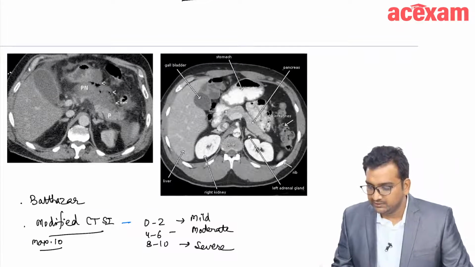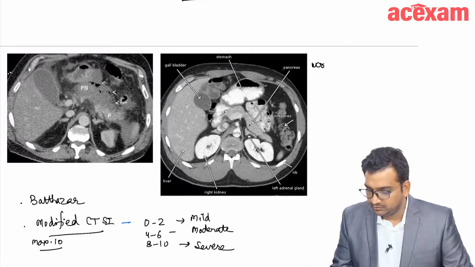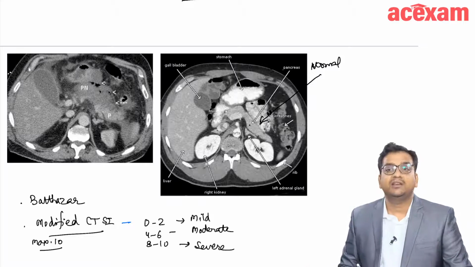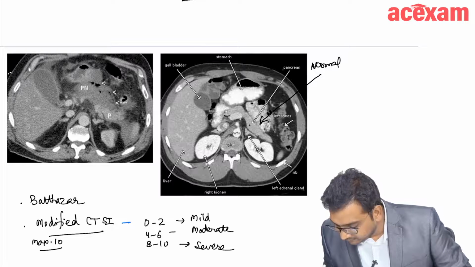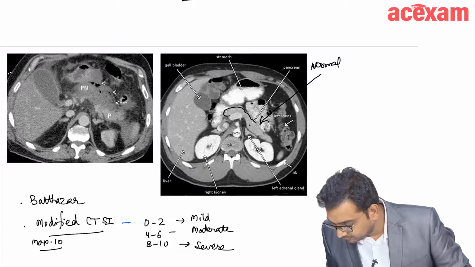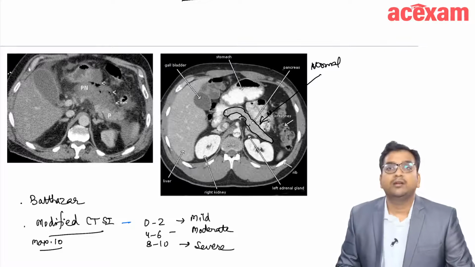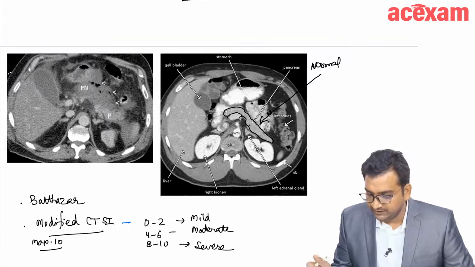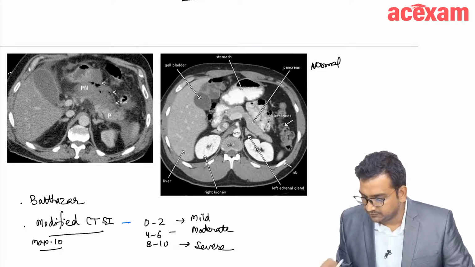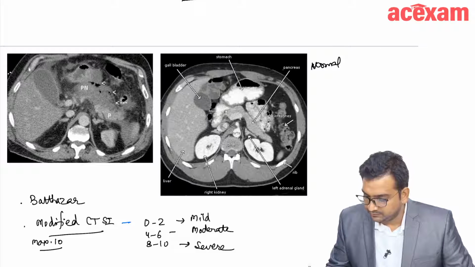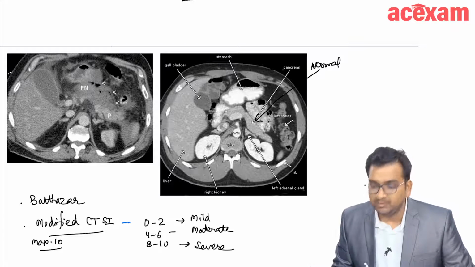Now you can see this is a normal pancreas. You can see here there is a normal body and tail, there is no inflammation. You can mark the boundaries also very easily. Okay, I'll erase it for you. So this is a normal pancreas.